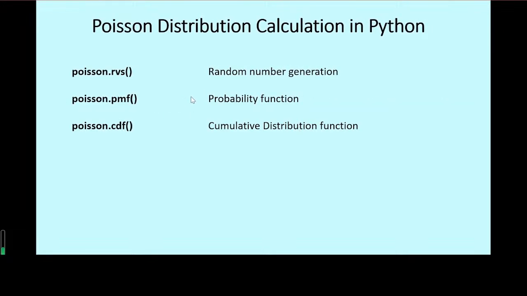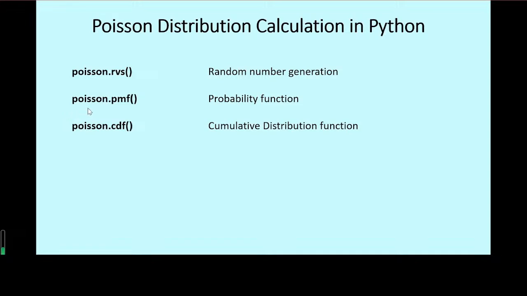So in Python, we mainly use three functions to work with the Poisson distribution. The first is Poisson.RVS. It is used to generate random numbers, and these random numbers are discrete, maybe 1, 2, 3, 4, and so on, depending on the mean average occurrence in this period, right?